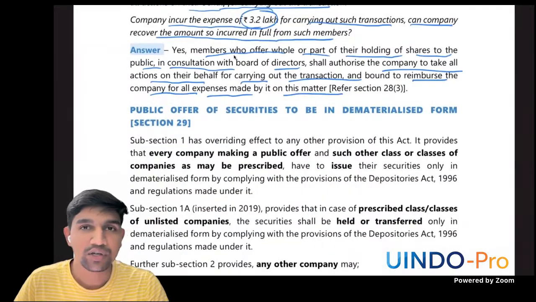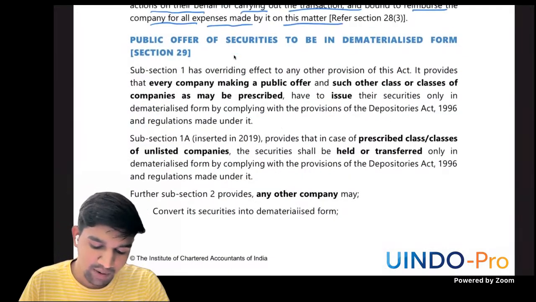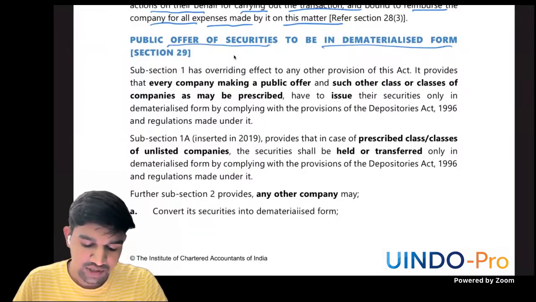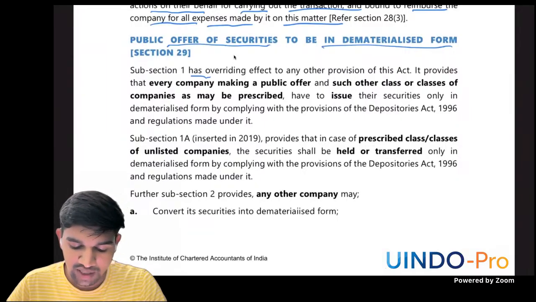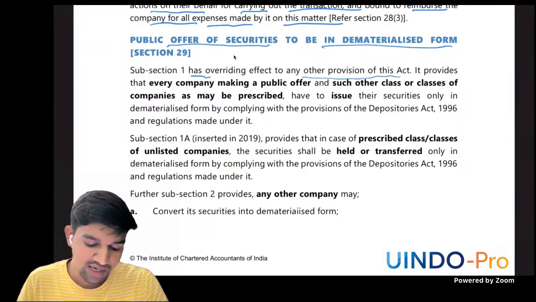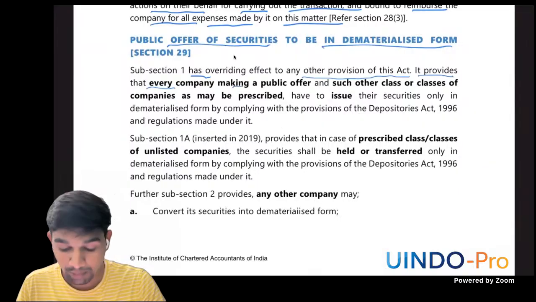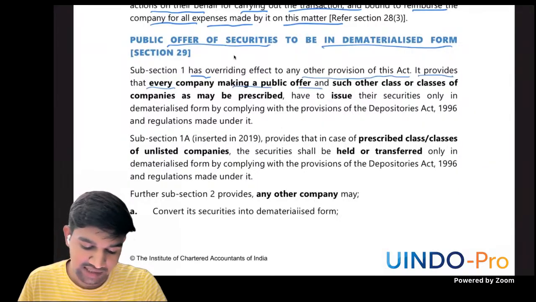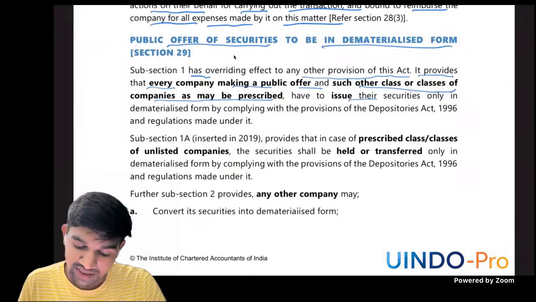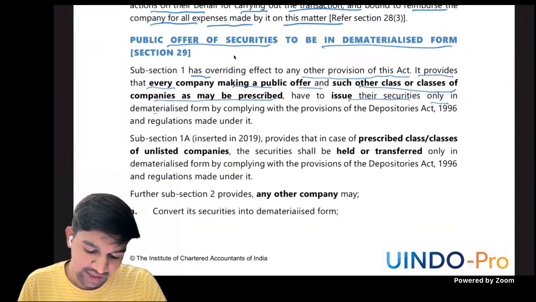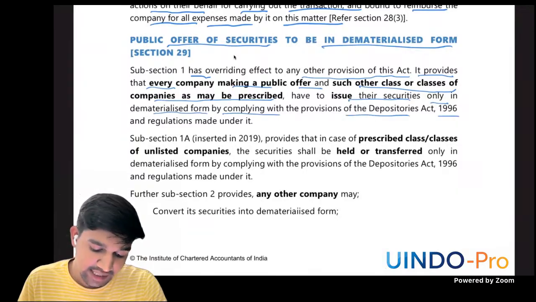Now we will have Section 29. It's all about public offer of securities to be in dematerialized form. Subsection 1 of Section 29 has overriding effect over any other provision of this Act. It provides that every company making a public offer and such other classes of companies as may be prescribed have to issue their securities only in dematerialized form by complying with the provisions of the Depositories Act 1996 and regulations made under it.